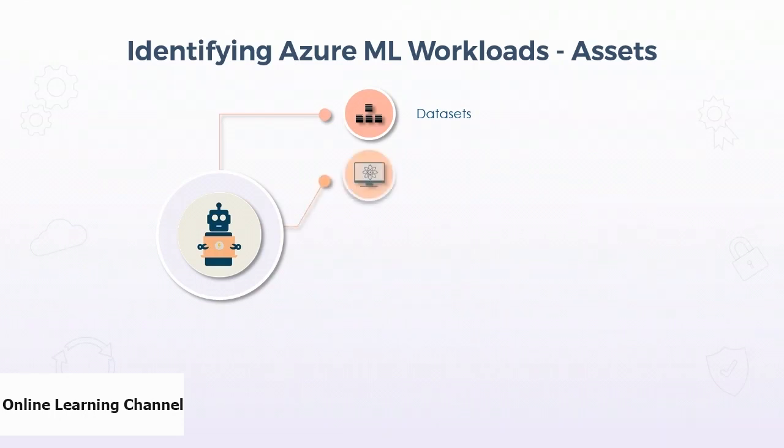ML Studio also allows you to manage experiments. Experiments provide information on runs, run statuses, logs, and metrics. Experiments can be created from notebooks, automated ML runs, or even pipeline runs. So it's good that there's a central place to manage them.